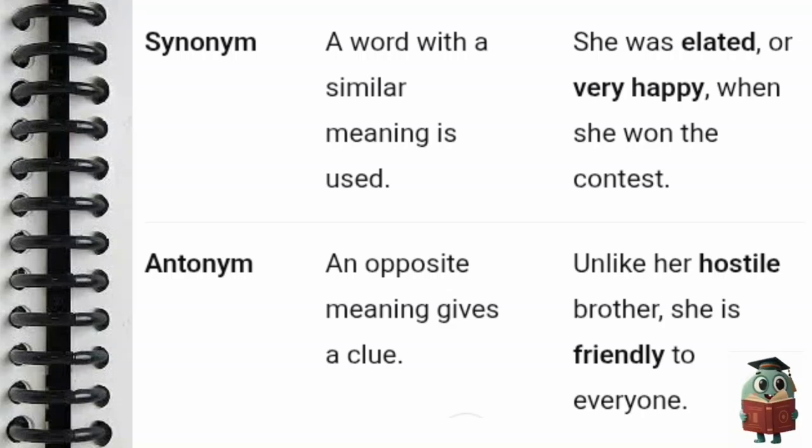Type: Synonym context clue. It means a word with a similar meaning is used. Example: She was elated, or very happy, when she won the contest. Type: Antonym. An opposite meaning gives a clue. Example: Unlike her hostile brother, she is friendly to everyone.